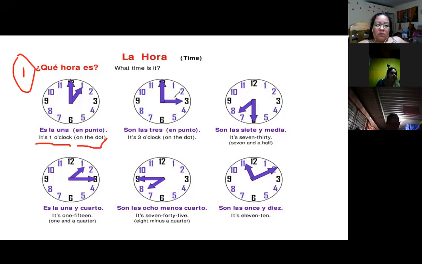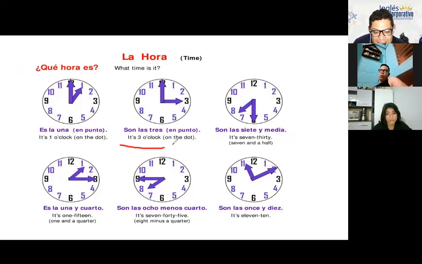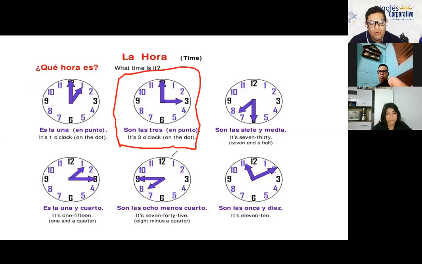Entonces, la pregunta es, what time is it? Usted se va a hacer esta pregunta cuando usted quiere saber la hora. I'm sorry, gentlemen. What time is it? So you can check that. Vemos ahí. We can check the time here. Vamos a la siguiente. Son las 3, dice. It's 3:00. Son las 3 en punto. Entonces, it's 3:00. Como el ejemplo que estábamos viendo.